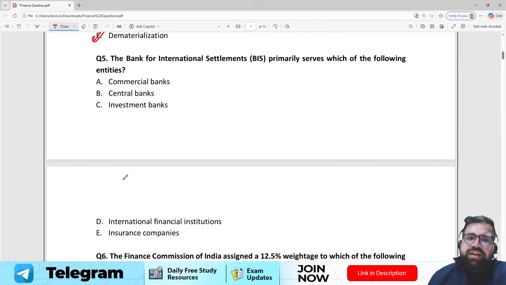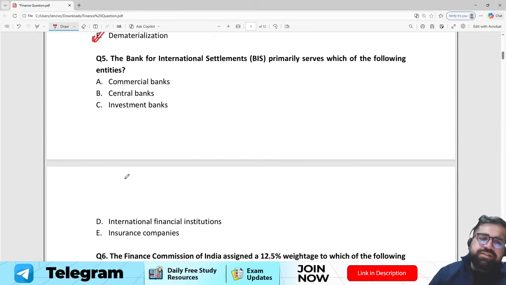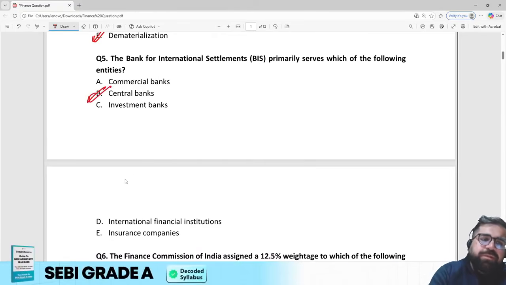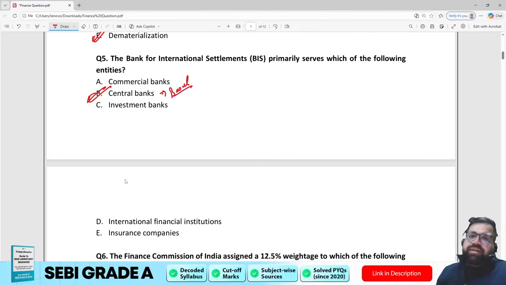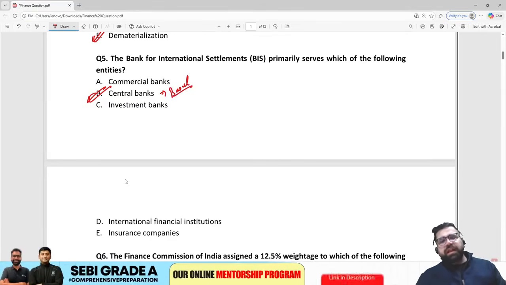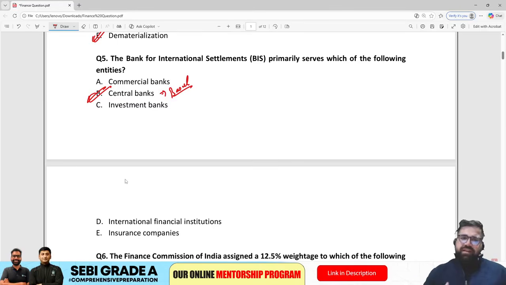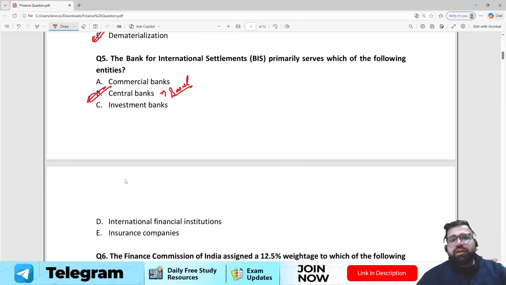Next, the Bank of International Settlement primarily serves which of the following entities? Commercial banks, central banks, investment banks, international financial institutions, or insurance companies. The correct answer will be option number B, central banks. You would have heard about Basel norms, right? In Basel norms, what happens? All the central banks go at BIS, which is Bank of International Settlements, and they debate what should be the correct capital adequacy number and all that stuff, right?